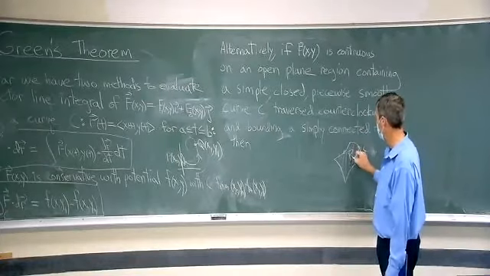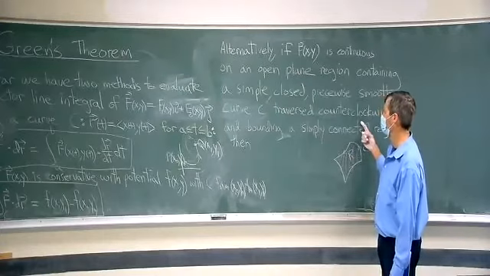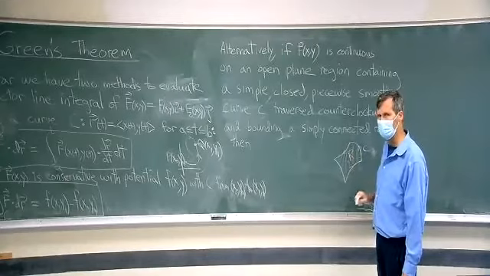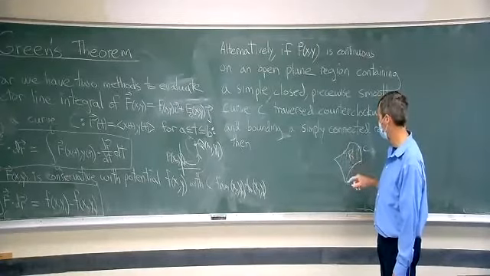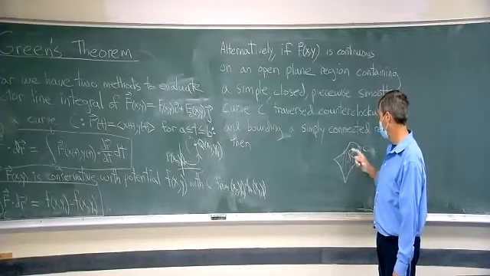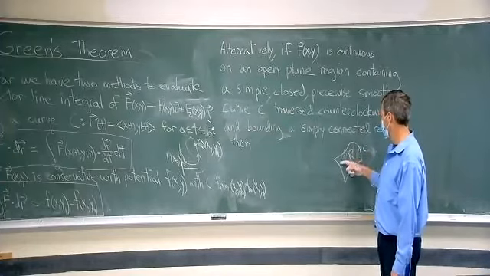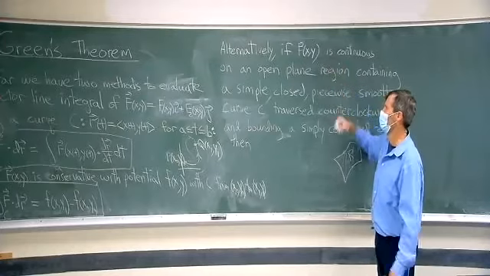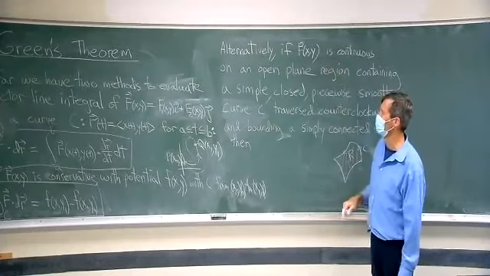Bounding a region simply connected means there's no holes in it. Can't even take out a point. There are interesting examples where you even take a point out of here and this theorem doesn't work. So, a region with no holes in it. Then this theorem applies, where we usually assume that F has continuous components.